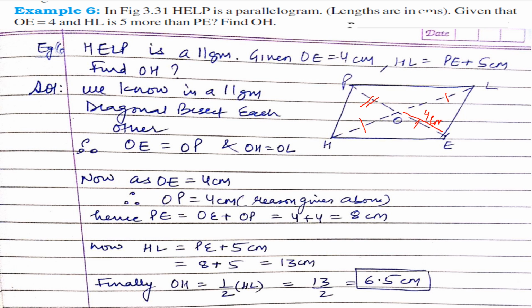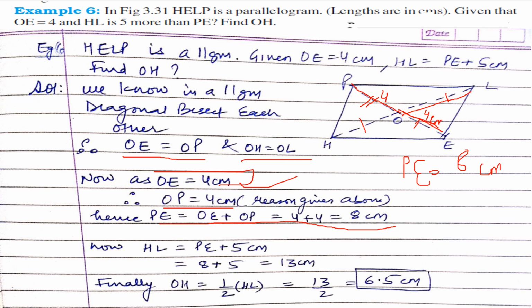So let's start. As we know, OE is equal to OP. Why? Same reason, because diagonals bisect each other. Similarly, OH is equal to OL. Now OE is how much? 4 centimeter. So as OE is 4, therefore OP is also 4 centimeter. Now we have got this also as 4 centimeter. What about PE now? PE is equal to the sum of these two. So we can say PE is equal to 8 centimeter. That is why I have written here PE as 8 centimeter.